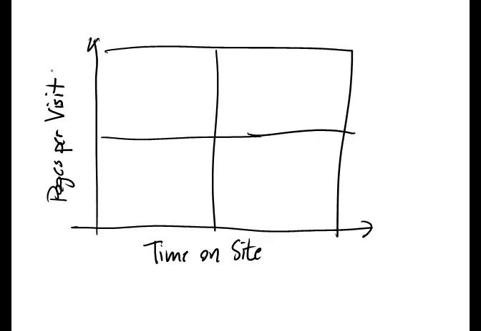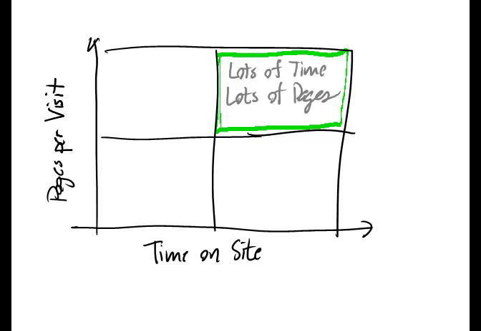So the idea here is that somebody who is spending a lot of time on the site and looking at a lot of pages, falling into this quadrant here, is probably pretty darned engaged. Whereas those who are only spending a little time on the site and viewing very few pages per visit are probably not that engaged. In fact, this is the realm of what we call the bounce.